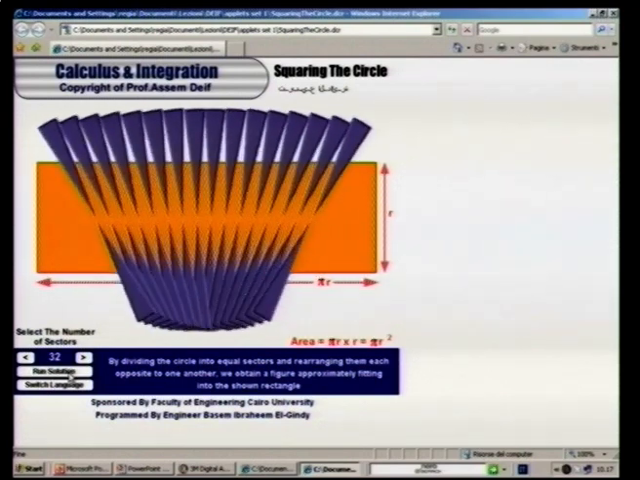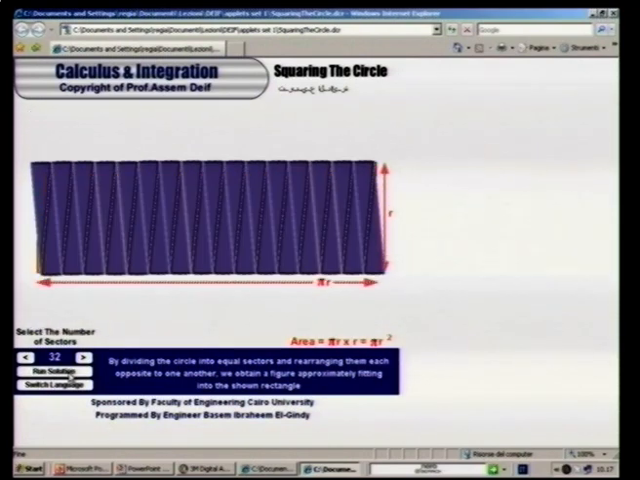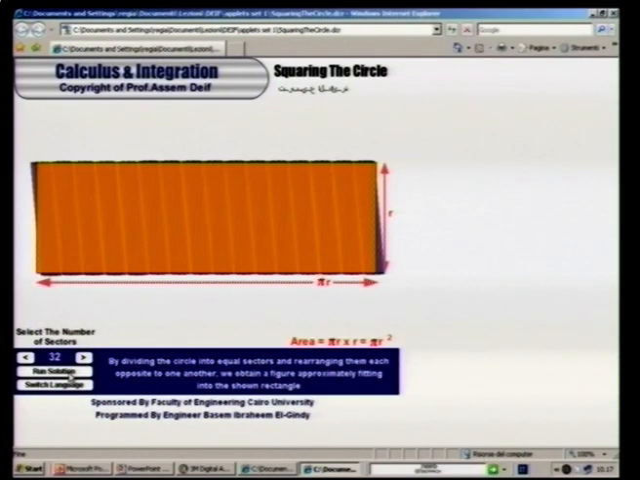So when you run the solution, here it is, what you get, in fact, is almost a rectangle. So since the base is pi r and the height is r, the area of the circle becomes equal to pi r squared.